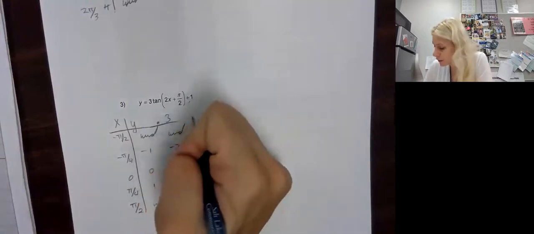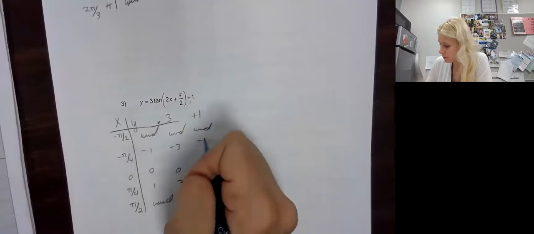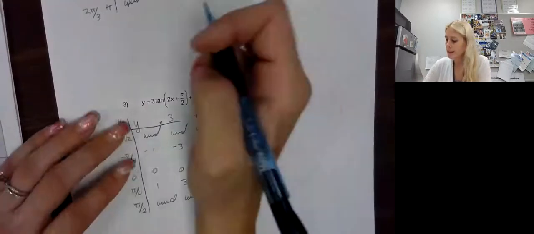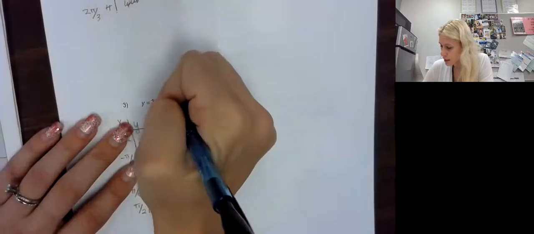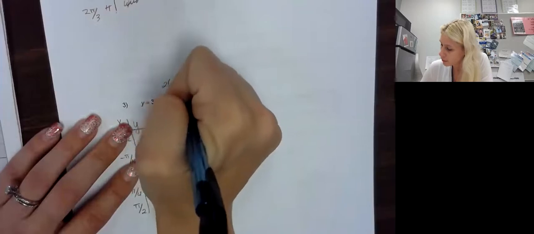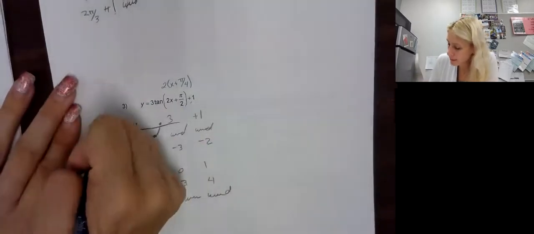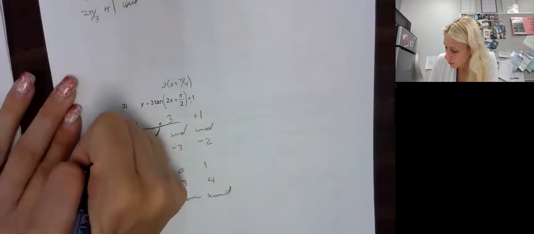Then we're moving it up 1, right? This is a vertical shift. We're going to add 1, and we still have undefined, -2, 1, and 4, undefined. Okay, before we do what's happening to the x values, what do we need to do here? We need to factor. So we have 2 times x plus pi fourths. Remember, we're going to do our 2 first and then our pi fourths. So it's on the inside, so I'm going to multiply by 1/2.